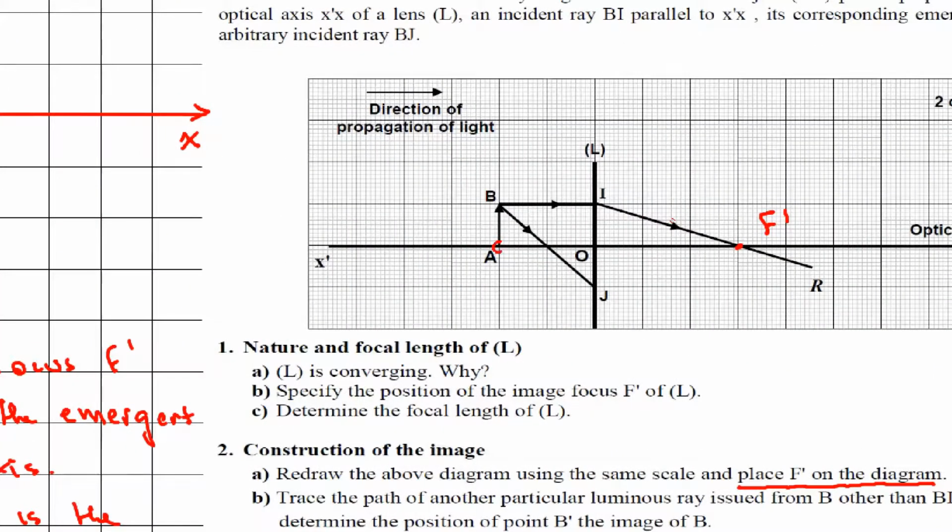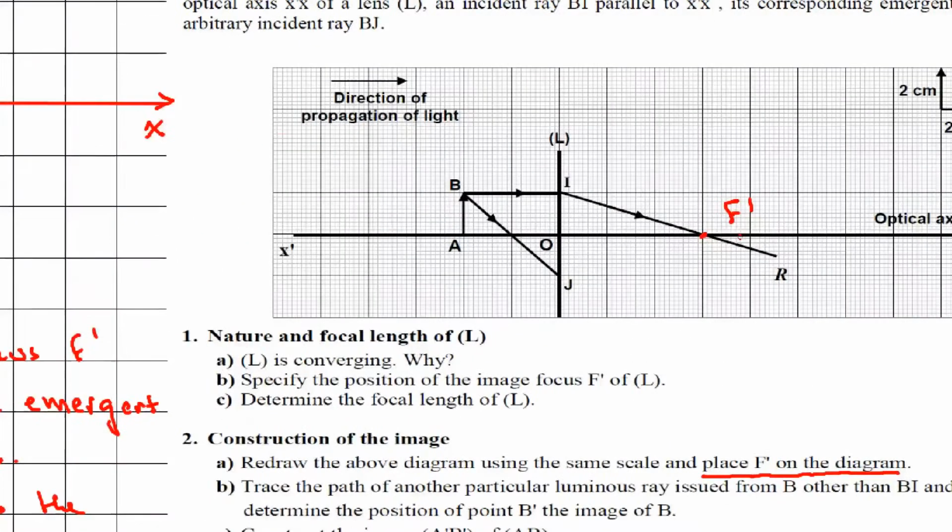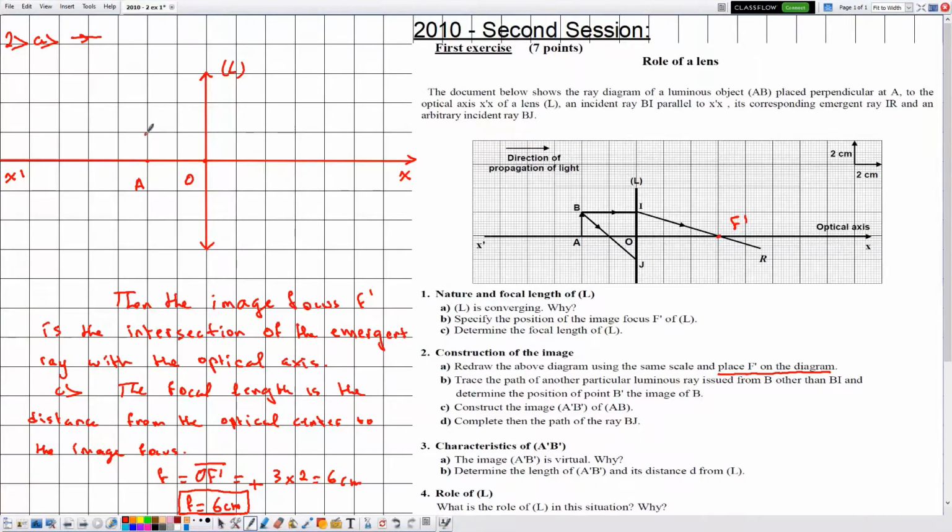Moreover, the point A is located on the optical axis, 2 divisions in front of the lens, so 1, 2, this is the point A. And the point B is located 1 division above A, and that is the point B. Now let's trace the object AB.